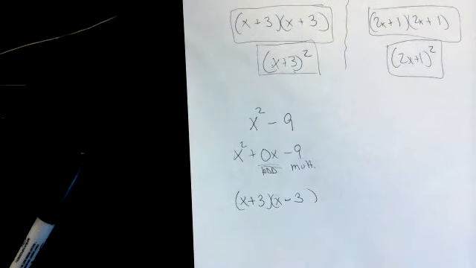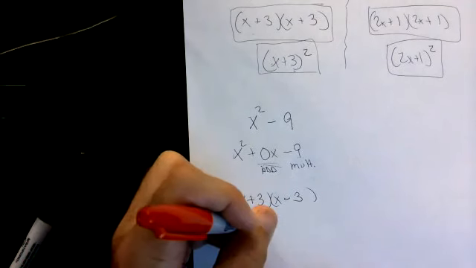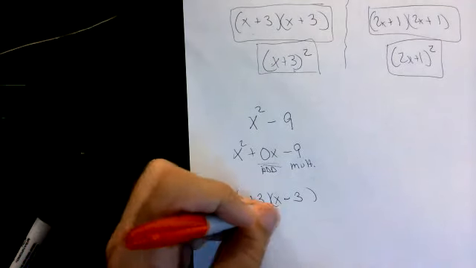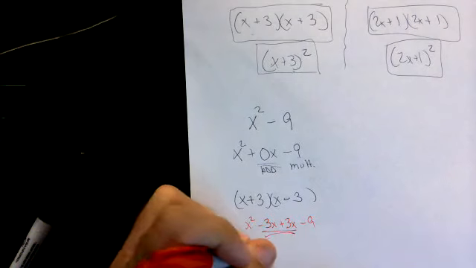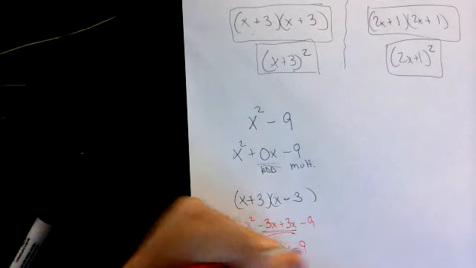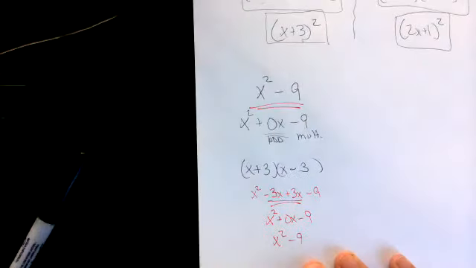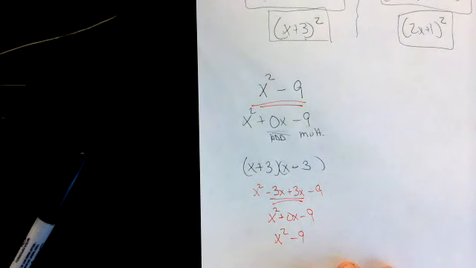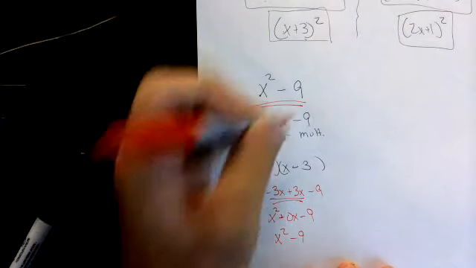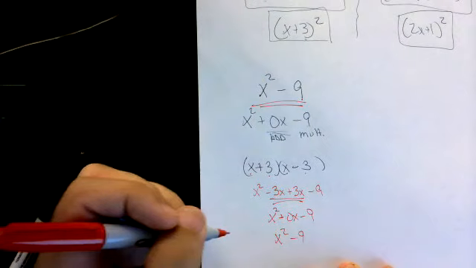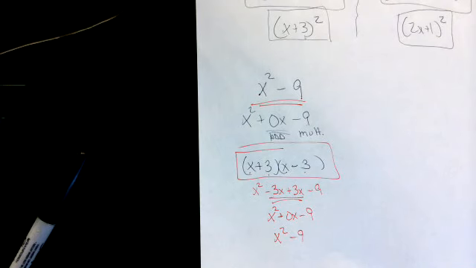So if we work this backwards, if I show the multiplication, x times x is x squared. X times negative 3 is negative 3x. 3 times x is 3x. 3 times negative 3 is negative 9. If we combine those middle terms, they basically go away. So when you have a difference of perfect squares, it's basically just what can I multiply to get x squared? X and x. What can I multiply to get 9? 3 and 3. Just make 1 plus and 1 minus.